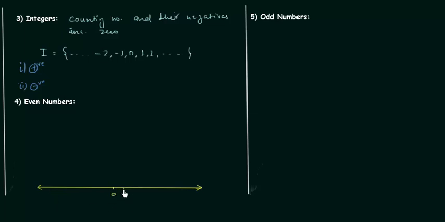This is 0, 1, 2, and here we have infinity. We cannot locate infinity. This is -1, -2, and here we have minus infinity. So this is the number line. And if we talk about integers, then simply the green line represents the integers, and if you want to locate the natural numbers, then this is the natural numbers.